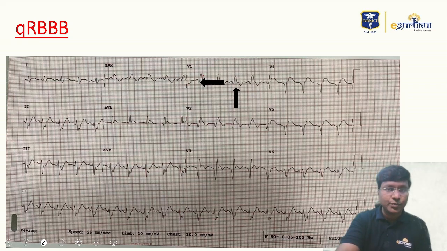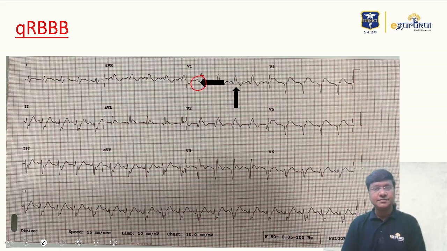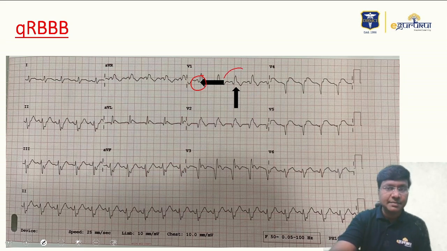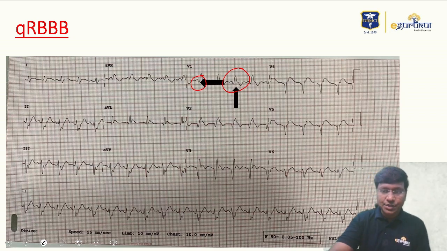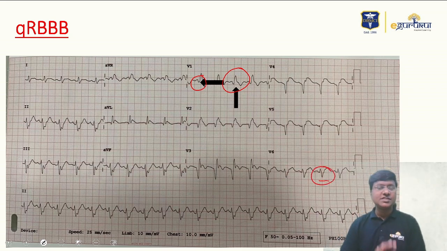You have a Q wave in lead V1 and you have RBBB pattern in V1, right? RBBB pattern in the sense you have RSR pattern in lead V1 and you have deep and broad S wave in V6. So this is what is your typical right bundle branch block pattern with a Q wave as well. So that is suggestive of the QRBB.